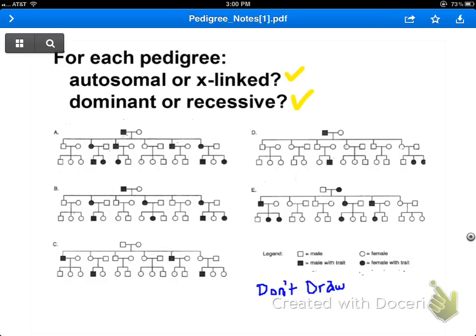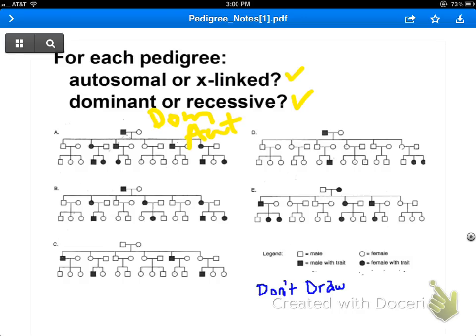Hopefully you paused to test yourself. If you did not, you still have some time to do so now. So picture A here is going to be a dominant trait, and it is going to be autosomal.